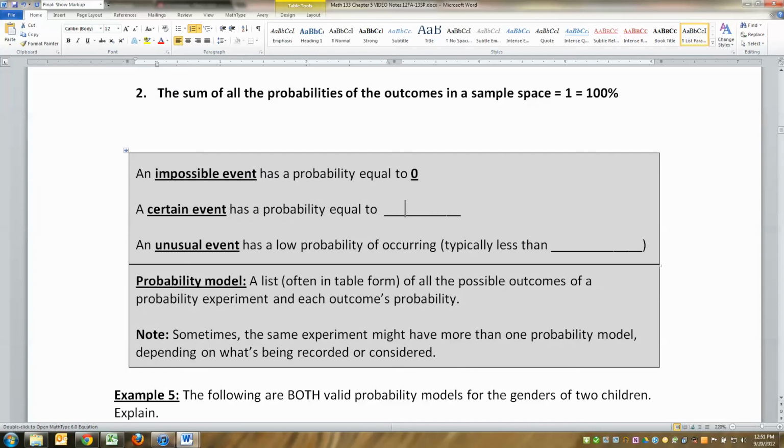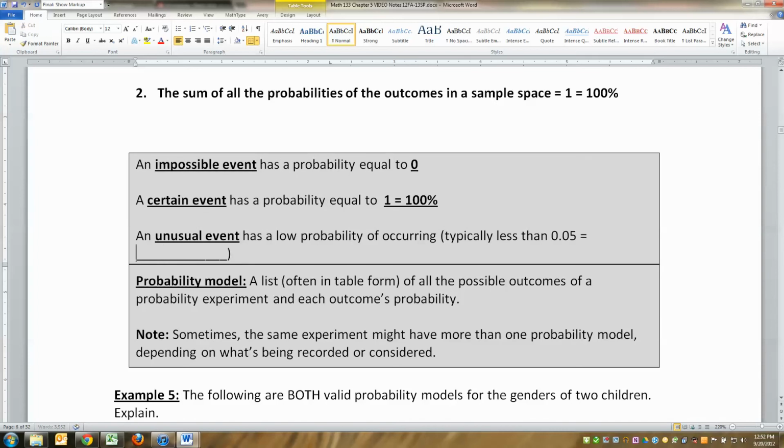All right, what if it's for sure going to happen? Then its probability is 1 or 100%, right? It has to happen because it's certain. No question about it, this will happen. That's a 100% chance. Okay? An unusual event would be one with a probability of occurring that's very low, right? Small chance of it happening.